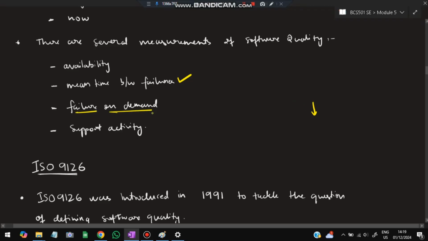Failure on demand: if there is a failure on demand, a fix should be there. Support activity: the support should be there whenever the software has a bug or the user is not able to understand. So these four things define the quality. The measurements which we are using are availability, mean time between failures, failure on demand, and support activity.